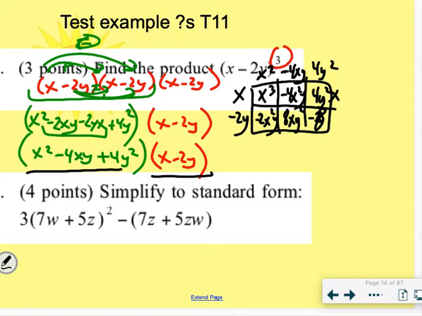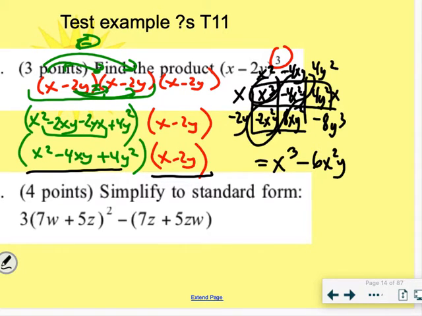Negative 8. Let's try that again. Y cubed. So my final answer is 1x cubed. Now these are going to be like terms lining up. I have negative 4x squared y and negative 2x squared y, which is negative 6x squared y. Then I have 4y squared x and 8xy squared. I flip the order on one, but it doesn't matter. They both have a y squared and an x. So those combine to 12xy squared. And then you have the minus 8y cubed.